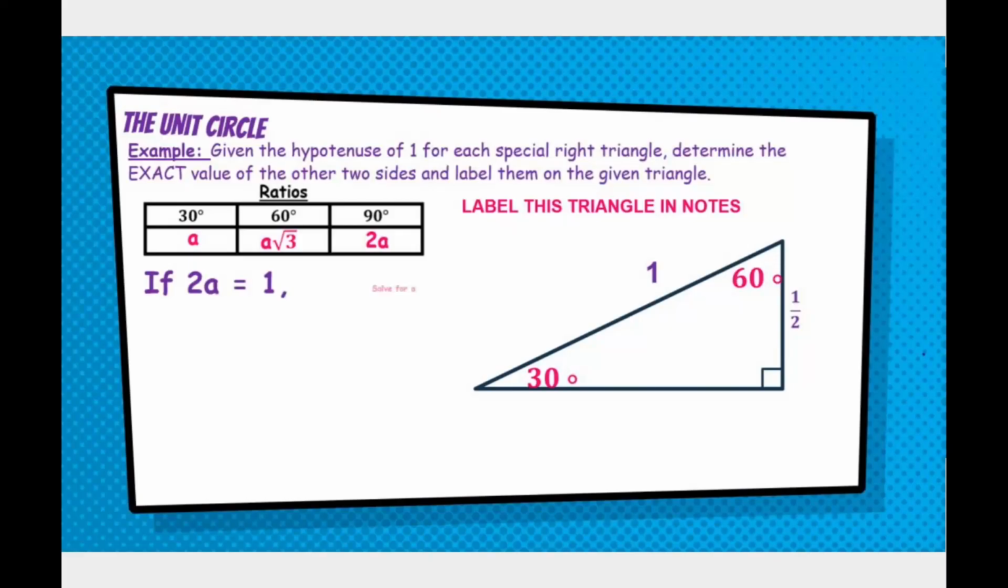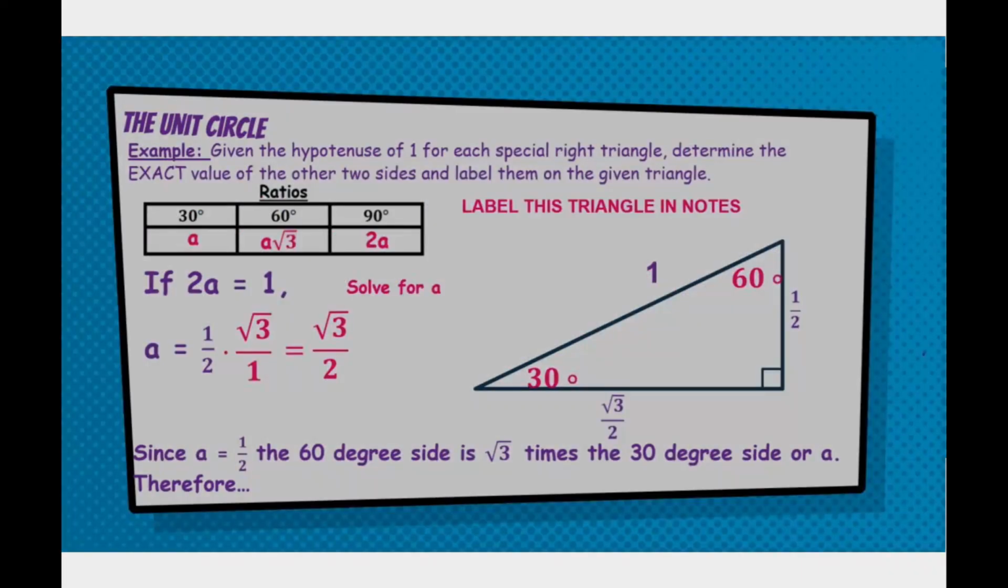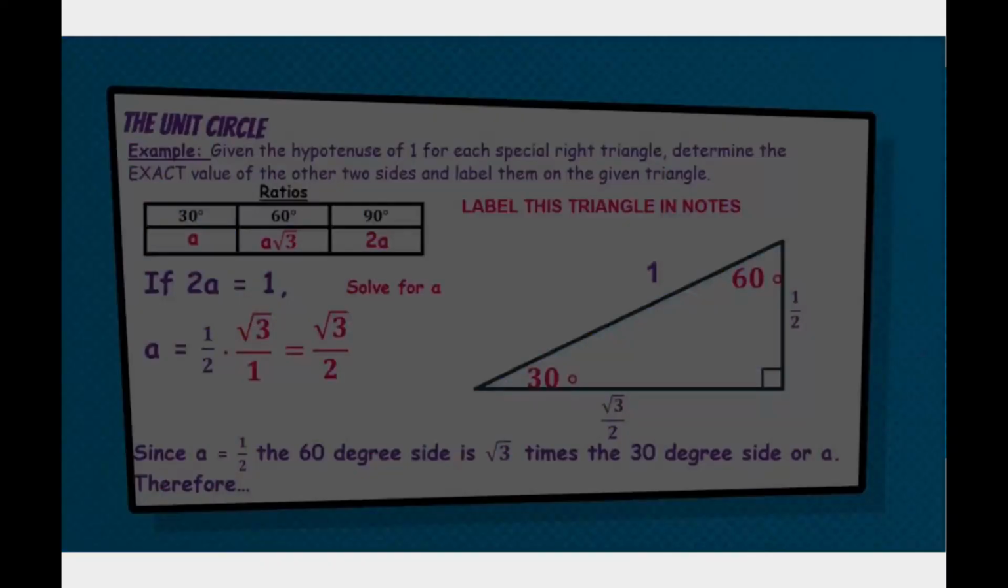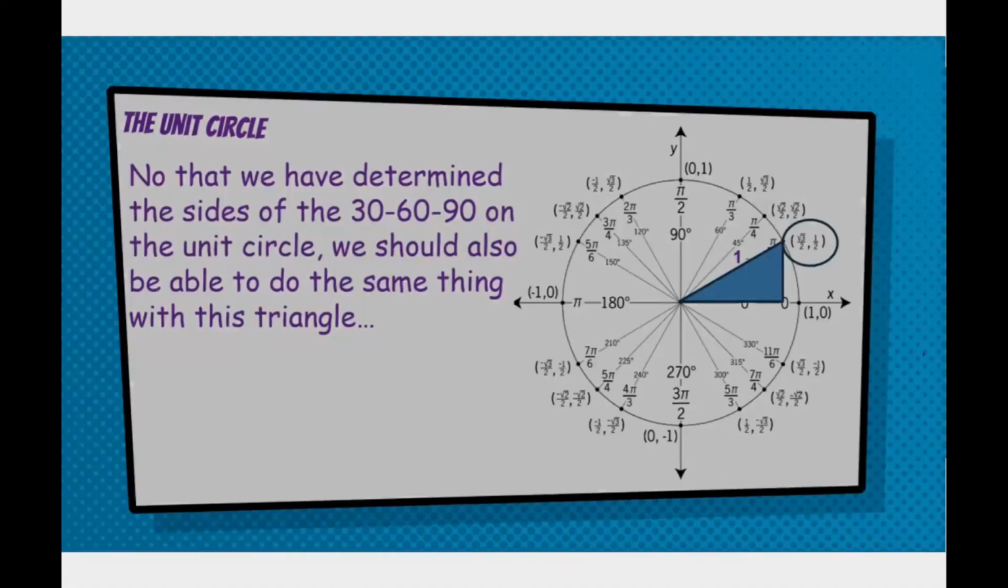So if 2A equals 1, then if I solve for A, which is the opposite side of my 30 degrees, that would be 1/2. And if I know that the opposite side of the 60-degree is A times the square root of 3, then if I multiply that by the square root of 3, I get square root of 3 over 2. So label your 30, 60, 90 like so. And that's where these numbers are coming from.